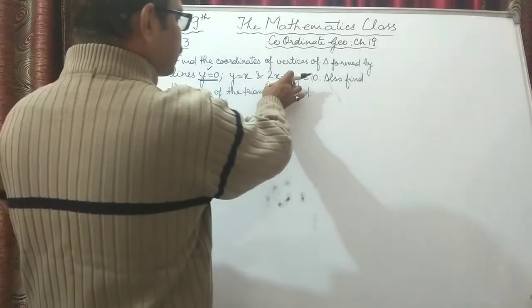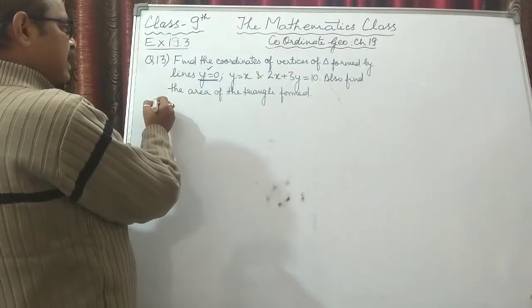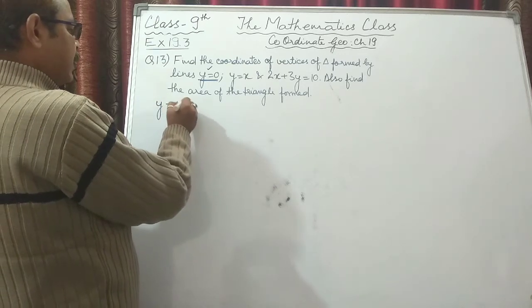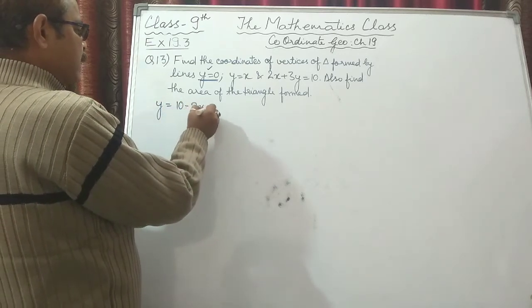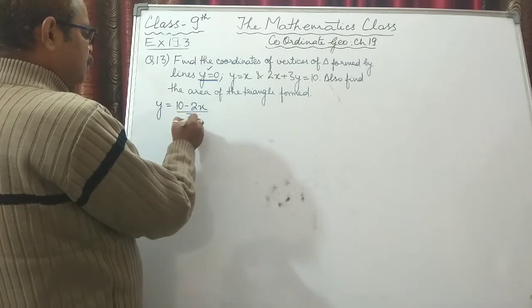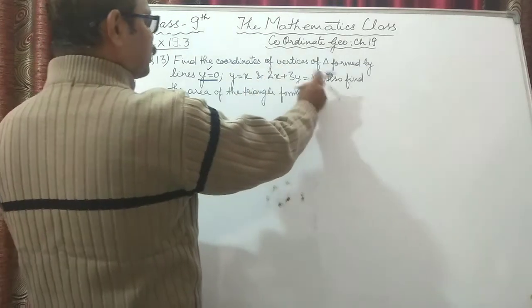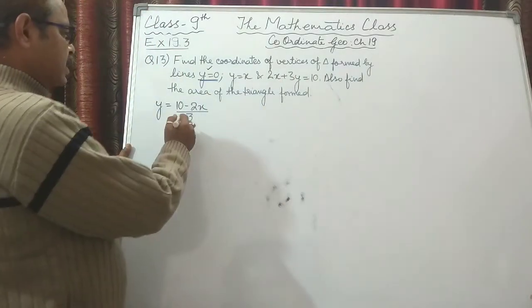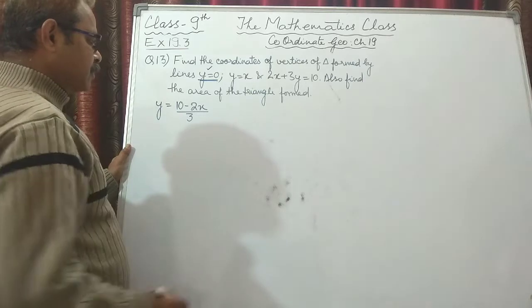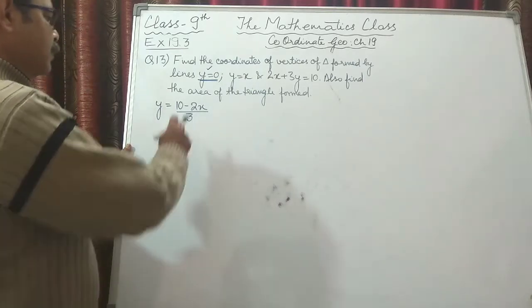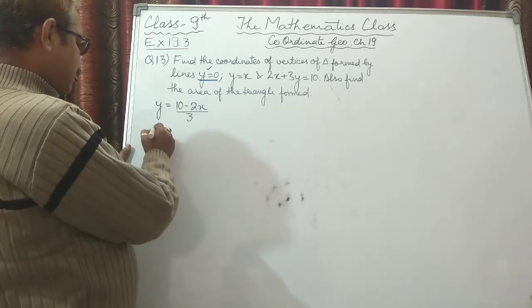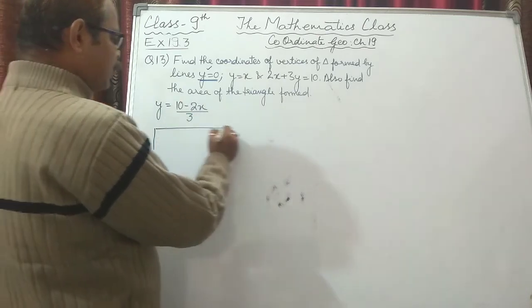Now this is 2x plus 3y is equal to 10. So that can be written as y is equal to (10 minus 2x) upon 3. 3y is equal to 10 minus 2x, and the 3 comes to the division. Now in this we will take different values of x so that we will get different values of y. So now in this I am drawing a table.